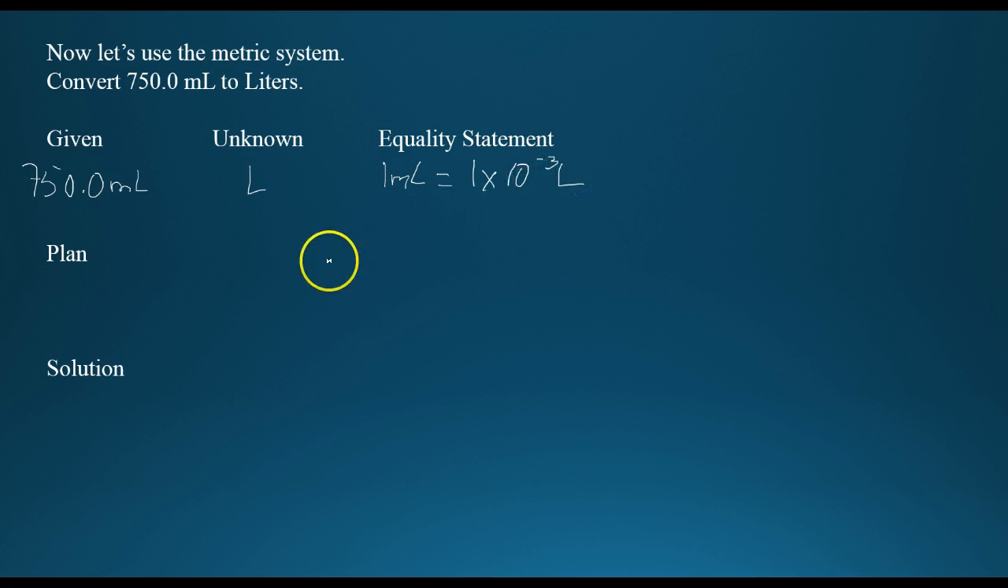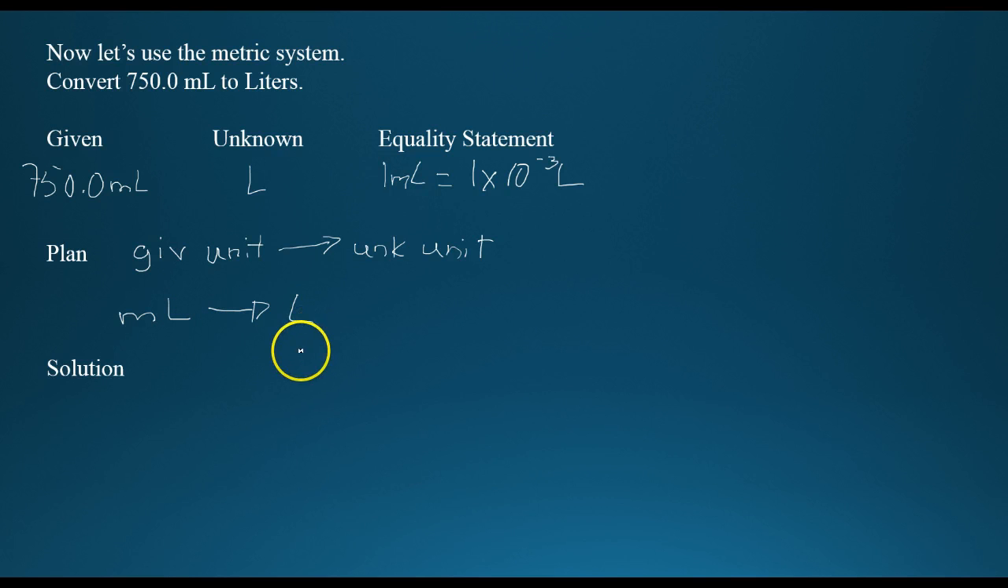Now your plan. When you set up a plan, you always want to start with your given unit. Plans only can use units. You want to start with your given unit, and you want to work towards your unknown unit. So our given unit in this case is milliliters. And in our equality statement, we see that you go from milliliters to liters, and those are the two units that we have involved in our problem. So this tells us we only have a one-step conversion, simply going from milliliters to liters. Okay, that is a plan.